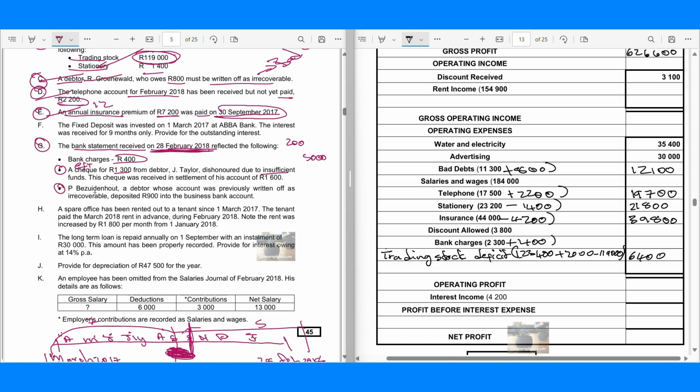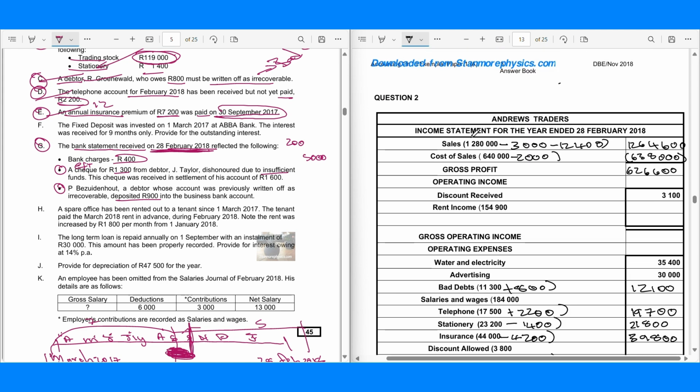They are saying a debtor whose account was previously written off as irrecoverable deposited 900. This is what we call bad debts recovered. So we are going to record bad debts recovered as 900.